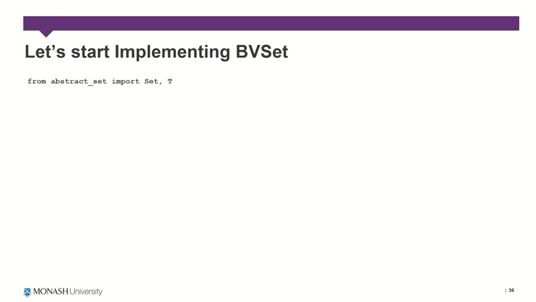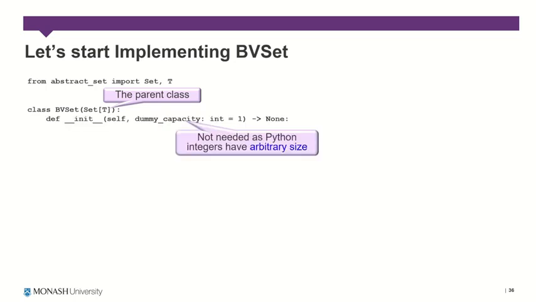If we remember, we had our abstract set from before, so we're going to implement that again. Obviously that will be the parent class. Similar to what we've seen before, we've got a dummy capacity or minimum capacity. Now remember that it's maybe not as needed because an integer could be of arbitrary size, but in our example we're probably going to consider just 32 for our maximum size.